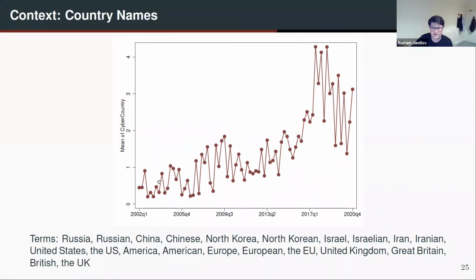The country names are increasingly more spoken. Here you see the country names index is growing again after 2017. Starting with WannaCry, there's always this change of trend, like a structural shift. So companies are mentioning countries a lot more.